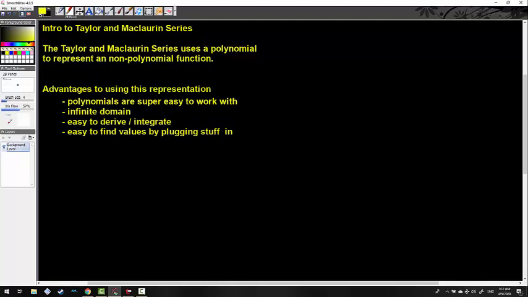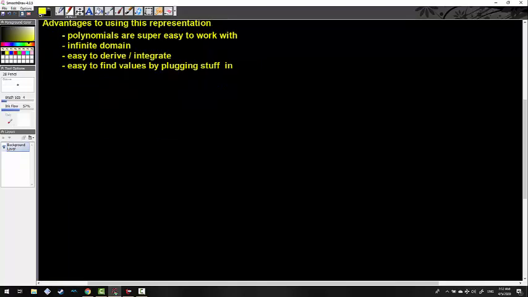And so, how does this work? Let's use a function here to represent as a polynomial. The example that I'm going to use here, we'll begin with example 1, and it's going to be f of x is equal to 1 over 1 minus x. Now, obviously, this is a non-polynomial function. It's a rational function. And so let's see what happens if I try to use a polynomial to represent this.